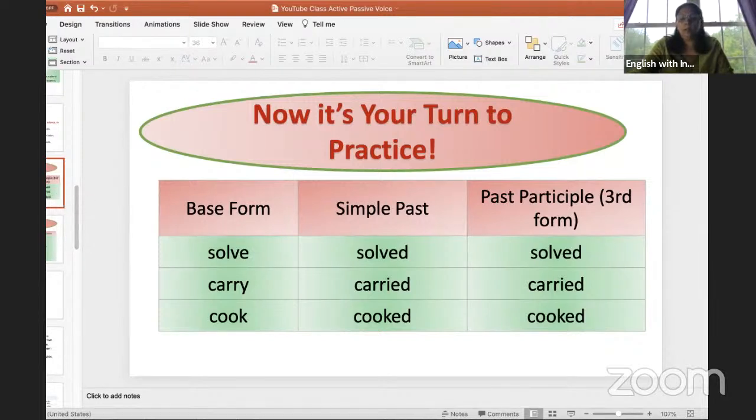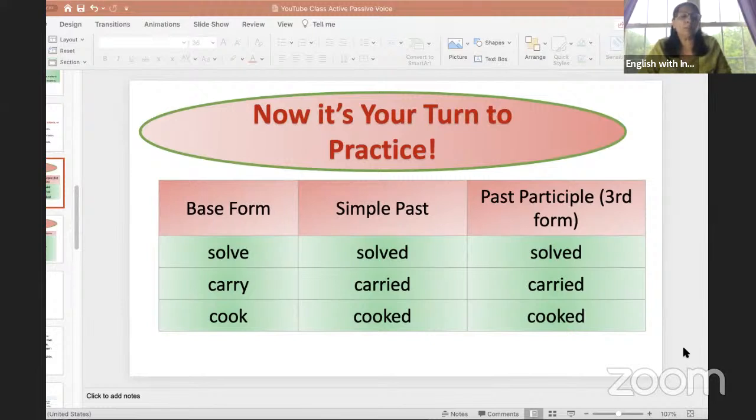Okay, so I hope now you are able to see the screen. Yes, it's clear now. And for the next screen, I will also change the size of the fonts. Right now, you can use these 3 base verbs: solve, carry, and cook. Okay.